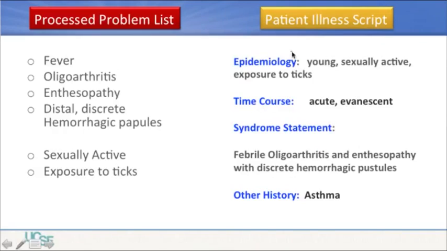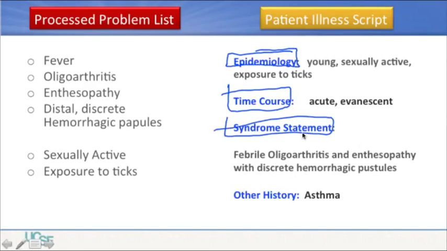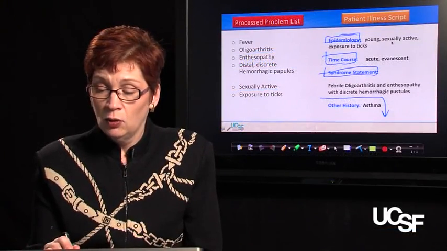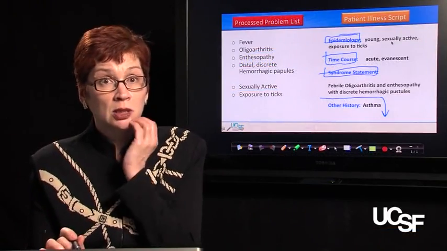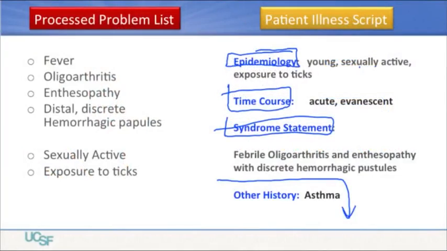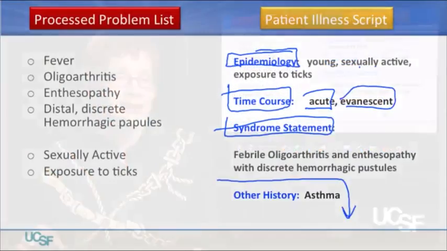Again, the elements that we need to pay attention to are epidemiology, time course, syndrome statement, and then other history not immediately relevant to the chief complaint at hand. So you see what we did is we took sexually active and exposure to ticks and her age and put it in epidemiology. This is a young, sexually active woman who's had exposure to ticks. Remember, she was a camper. The time course is acute and evanescent.